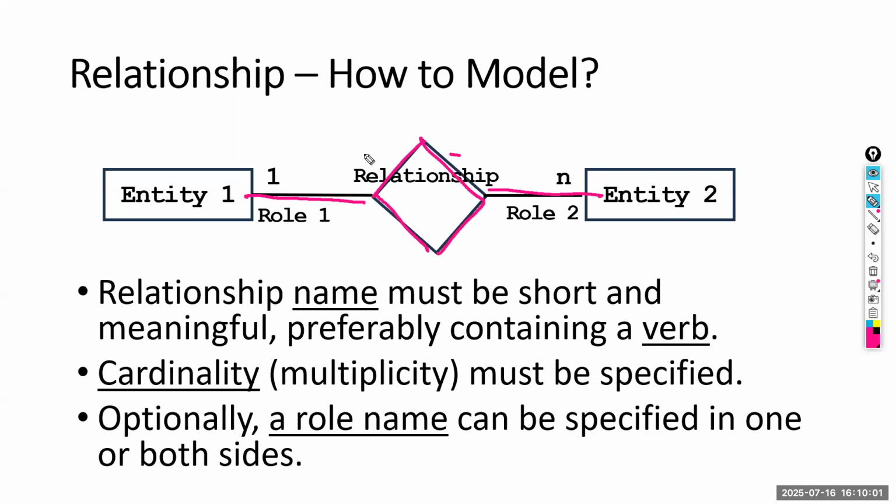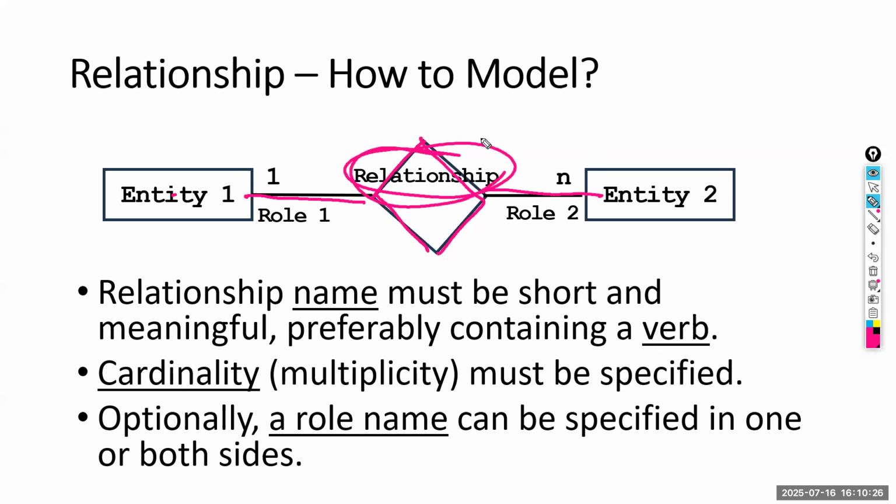And you can give a name like student registers for course. Make it descriptive and short. Maybe just one word is enough. But often your relationship will have a verb. Not a must, but naturally most of the time there will be a verb. Right? Employee works for a project.